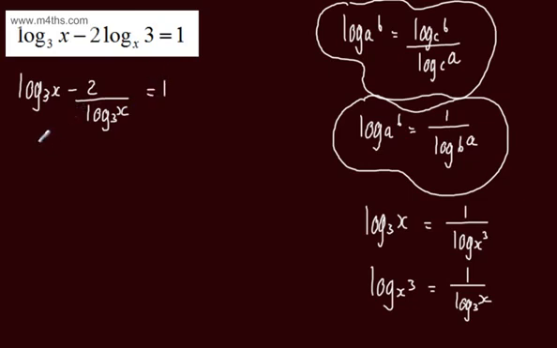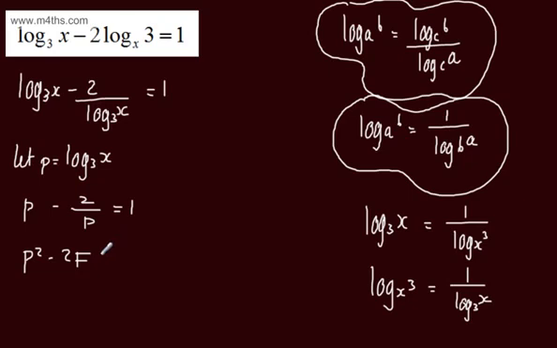At this stage, if you're not confident, you can say let p be equal to log to the base 3 of x. We've got (p minus 2) over p is equal to 1. Multiplying through, p squared minus 2 will be equal now to p. All I've done is multiply through the equation by p. We now have a quadratic equation, p squared minus p minus 2 is equal to 0.